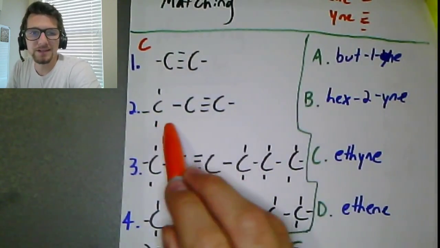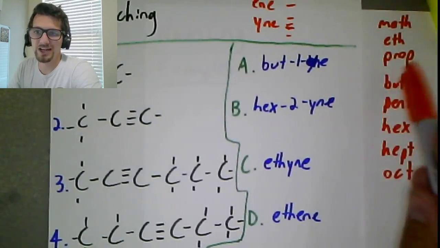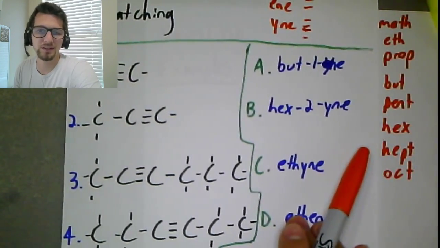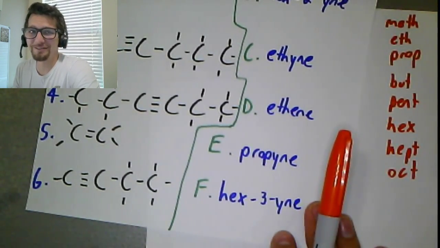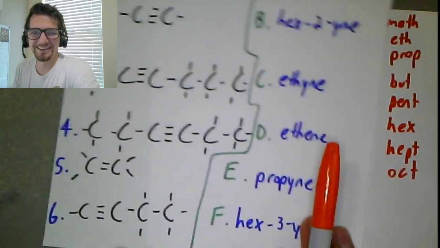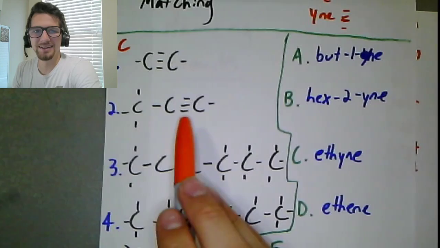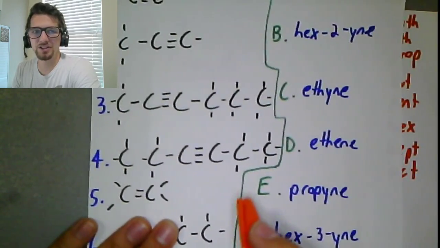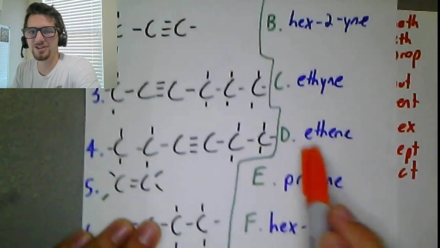Number 2, I have 3 carbons. What is my prefix going to be for 3 carbons? It's going to be prop. So what are my options here? Well, I only have one option. It's going to have to be propyne. So I guess a good question is, why didn't I put prop-1-yne? Why is there no number here?